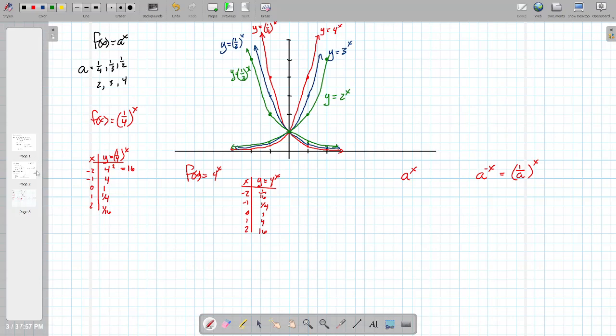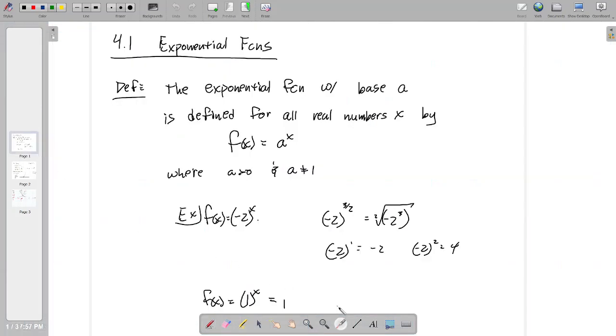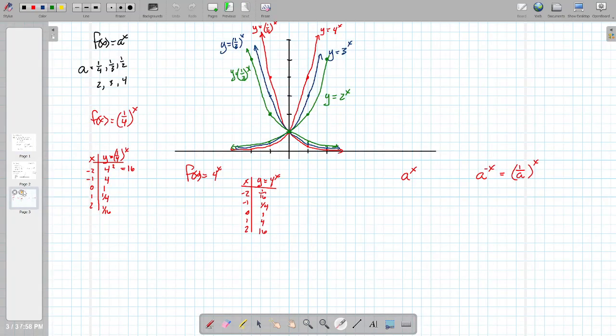Now the domain should be pretty obvious. It was even in the definition. The exponential function with a base of a is defined for all real numbers x. What that means is that no matter what x is as a real number, a to the x gives a y value, which means that it's defined for every real number. So the domain of this function type will be all real numbers. All exponential graphs have domain all real numbers.